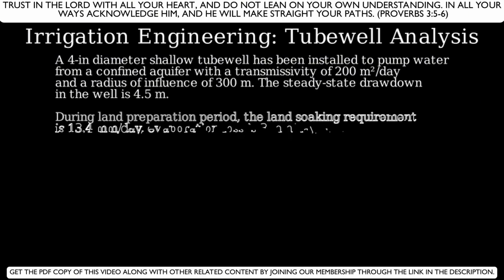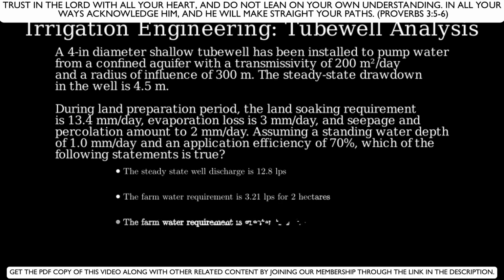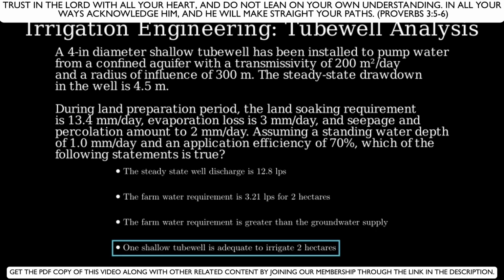The problem states that a 4-inch diameter shallow tube well has been installed to pump water from a confined aquifer with a transmissivity of 200 square meters per day and a radius of influence of 300 meters. The steady-state drawdown in the well is 4.5 meters.